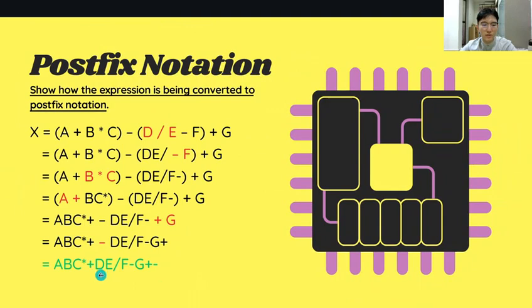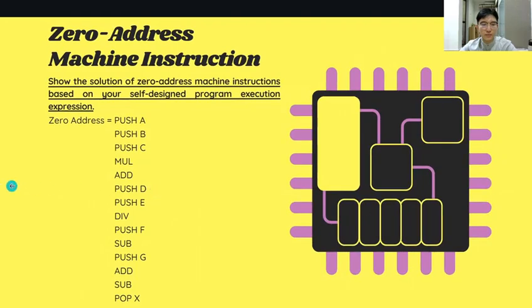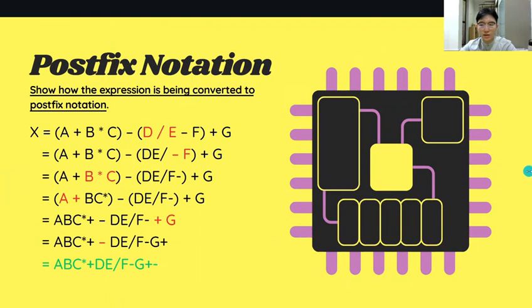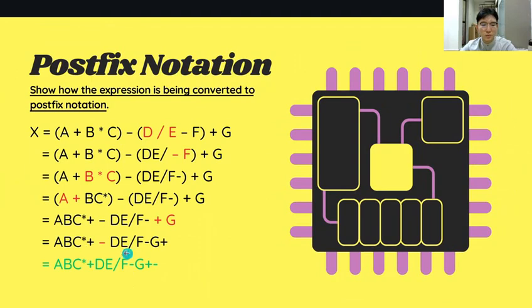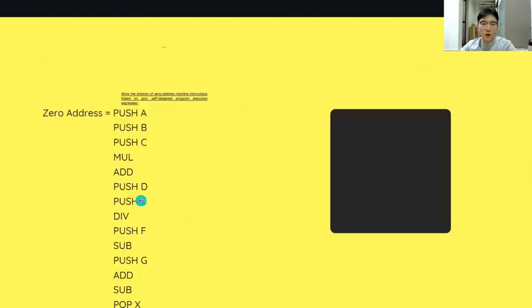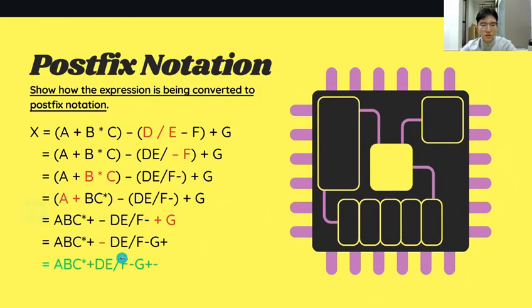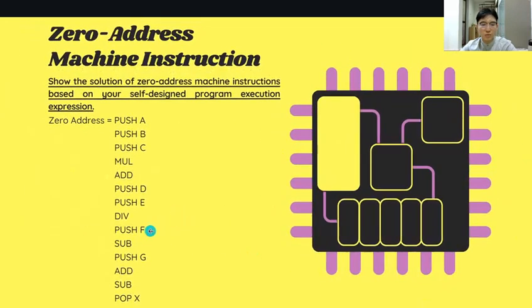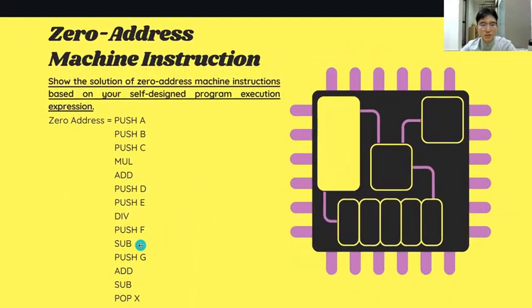For the next step, we have a D. So we can just put the word push D. For the next one, we have an E. So we can just put the word push E. For divide, we can also use the opcode to specify it. So for the next instruction, we got an F. So for F, we have to push F. After F, we have a subtract. So we just use the opcode to represent it.